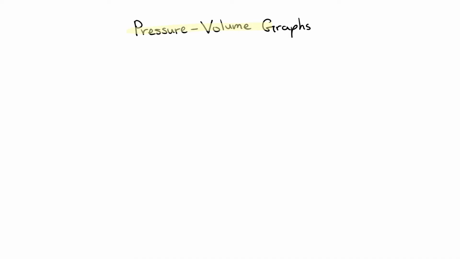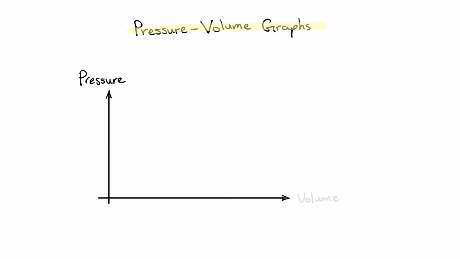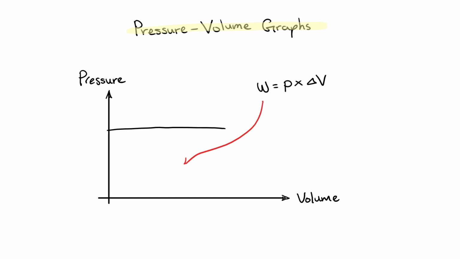If you are given a graph of pressure against volume for an expanding or contracting gas, to figure out the amounts of work done in the process, all you need to do is to find the area underneath the graph.